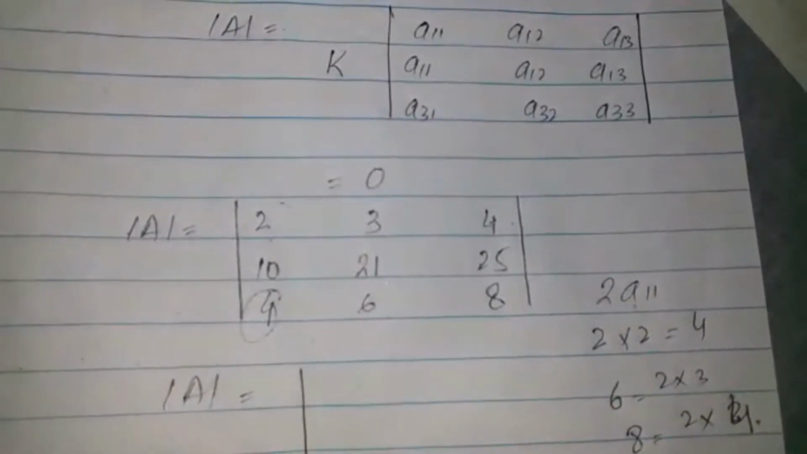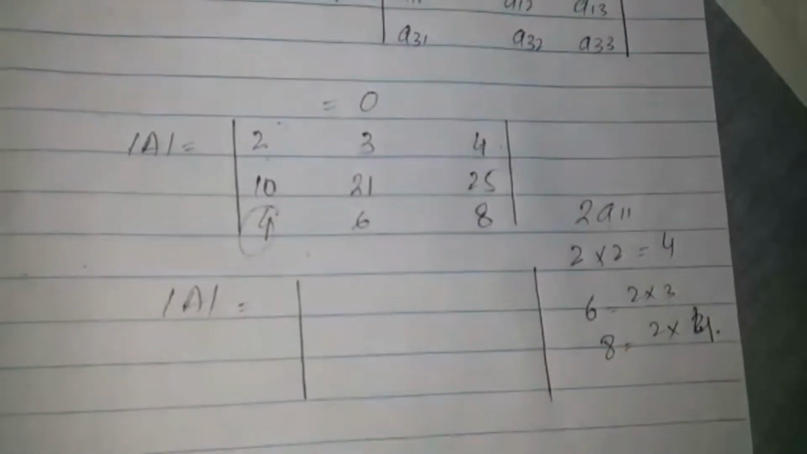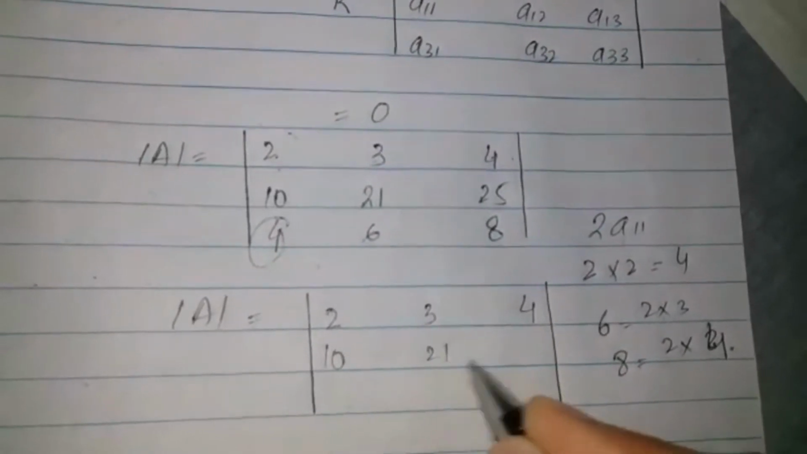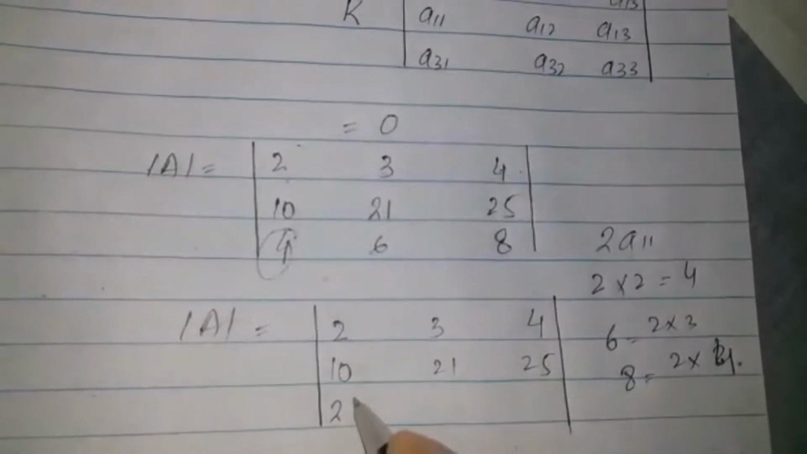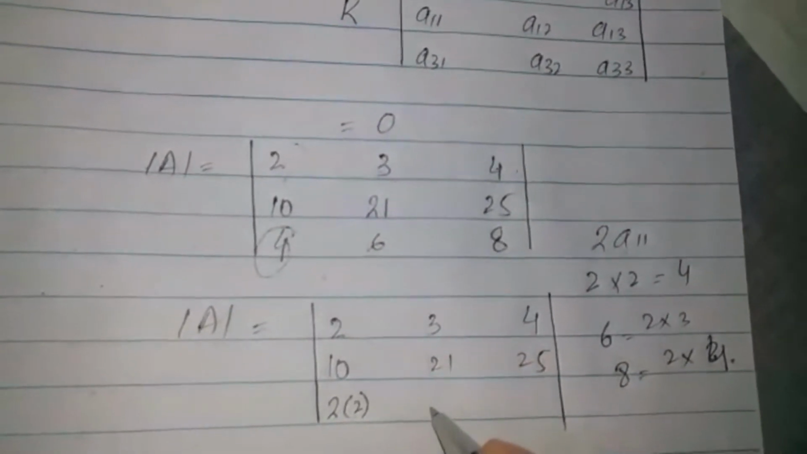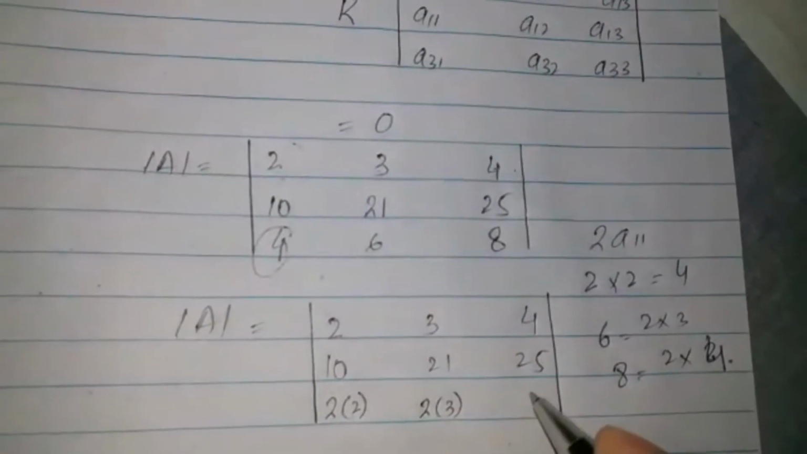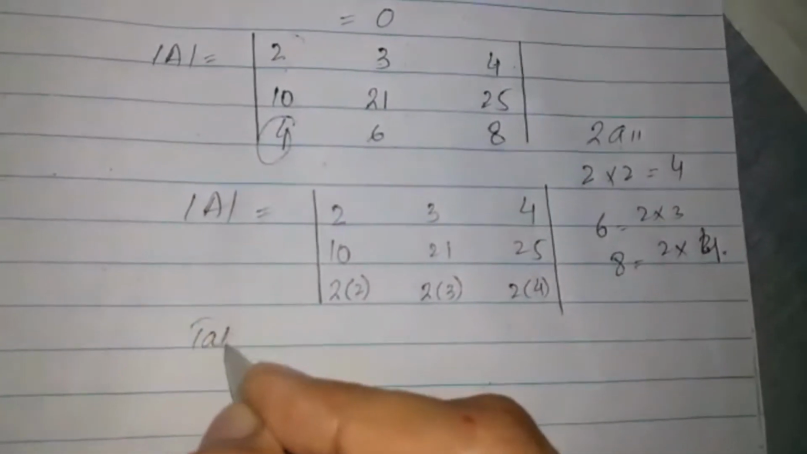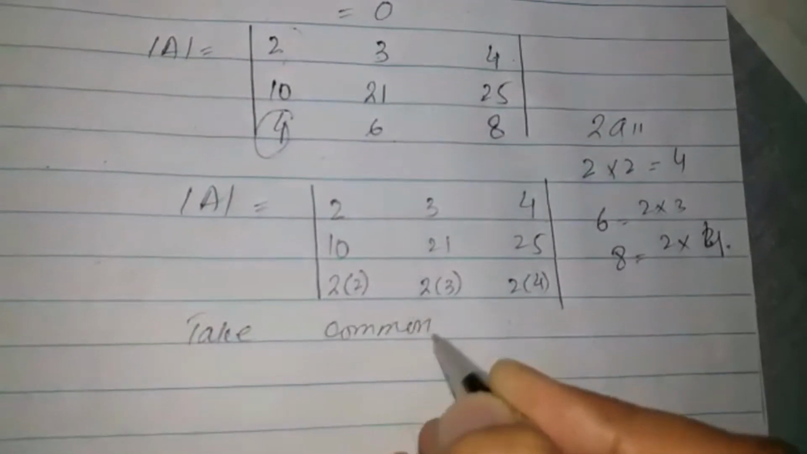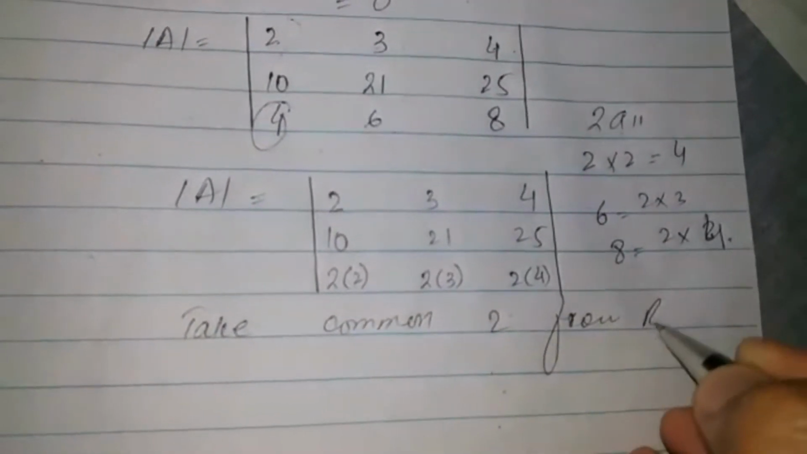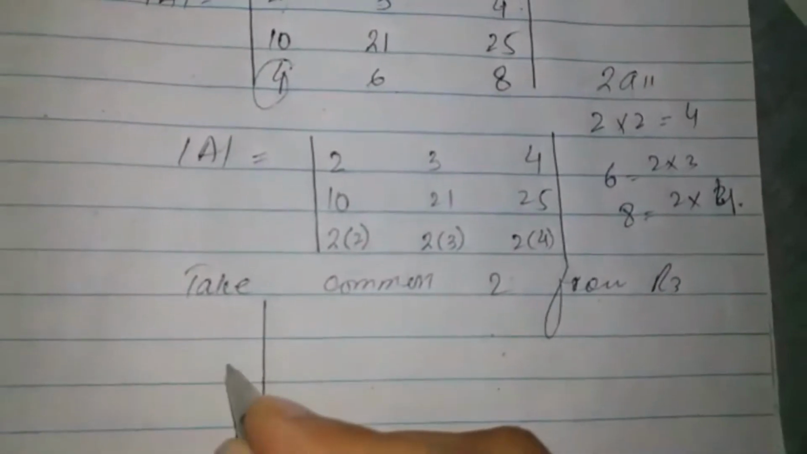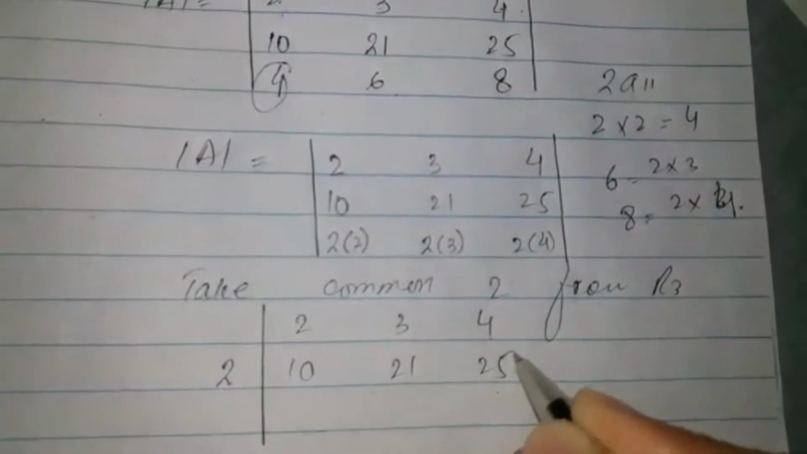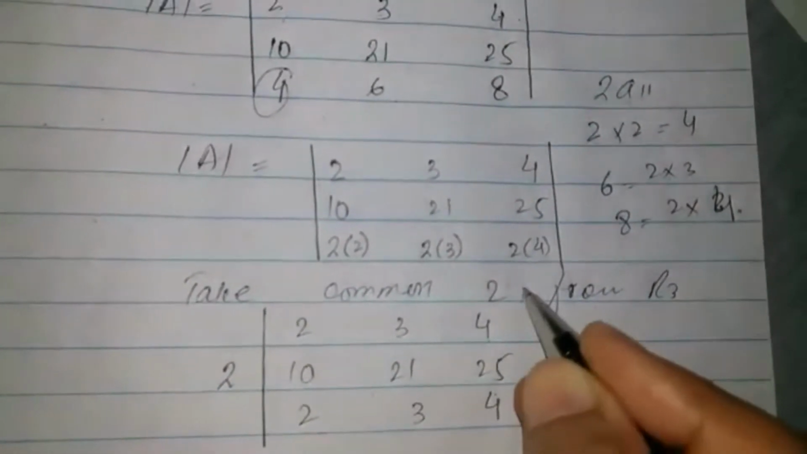Then what we can do? We just write here the determinant: 2, 3, 4 is the same, 10, 21 and 25, then 2 multiplied by 2, then 2 multiplied by 3, and then 2 multiplied by 4. Make the factors form. Now take 2 common from R3. So we will get 2, 3, 4, 10, 21 and 25, 2, 3 and 4.